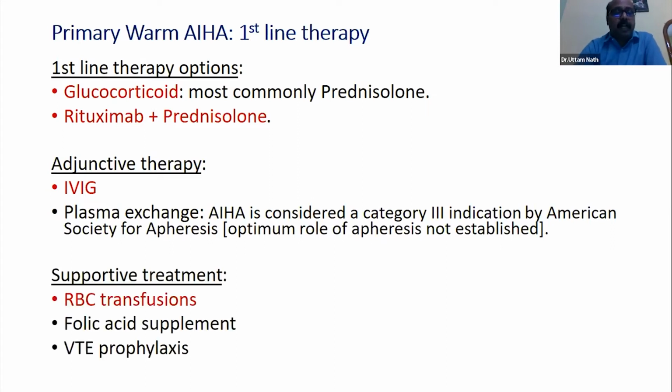Now, supportive treatment, as I have mentioned, RBC transfusions are life-saving. Then we must give some folic acid supplementation, 1 milligram once daily during the acute hemolytic episode. And VTE prophylaxis is important in hospitalized patients because AIHA is associated with increased risk of deep vein thrombosis.